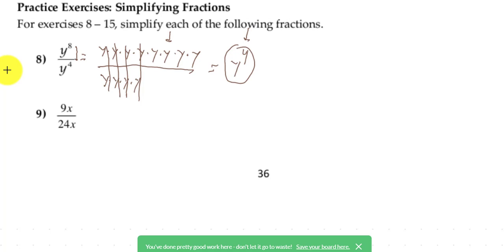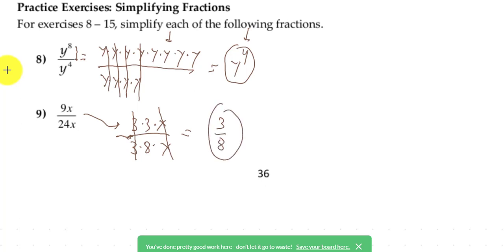Take a look at the bottom one. I can rewrite the 9 as 3 times 3 times x. That's my numerator. My denominator, okay, we can break 24 into, I think 3 times 8 is 24. And then we can cross out the 3's, cross out the x's, and we're left with 3 over 8 for our answer. We'll try maybe one more.